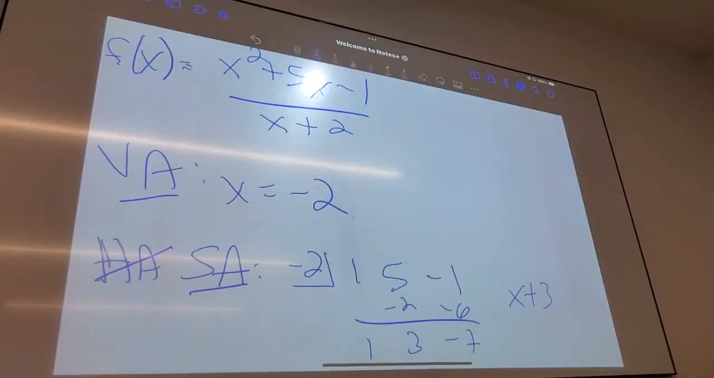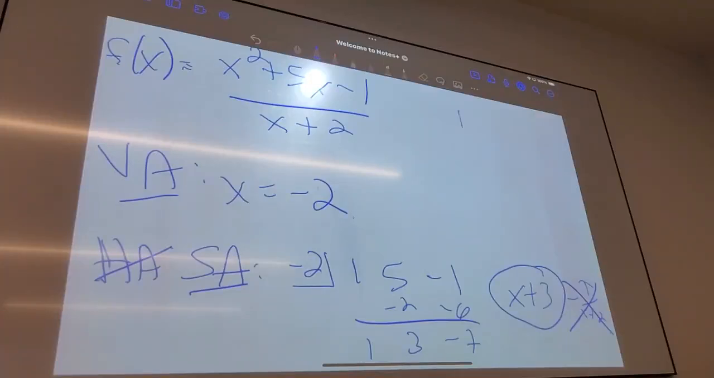And the whole idea of horizontal asymptotes is, what happens if x gets really big, positive or negative? So yes, there's a remainder term. There it is. Whoop-de-doo. It goes to 0 if I let x get big. So this is my slant asymptote. So what does that mean?